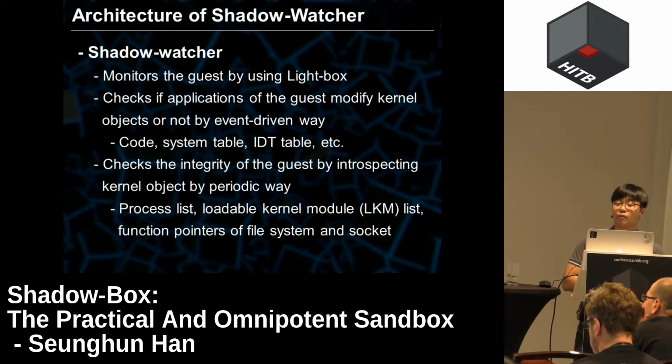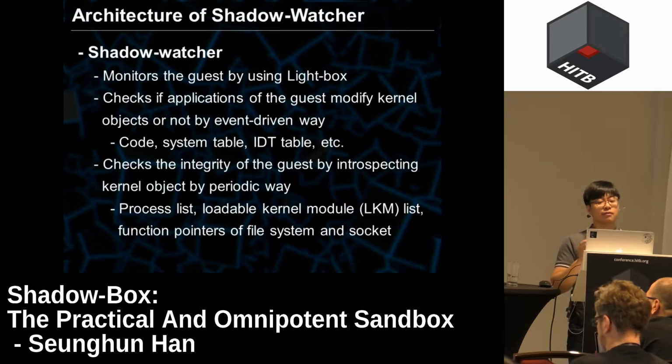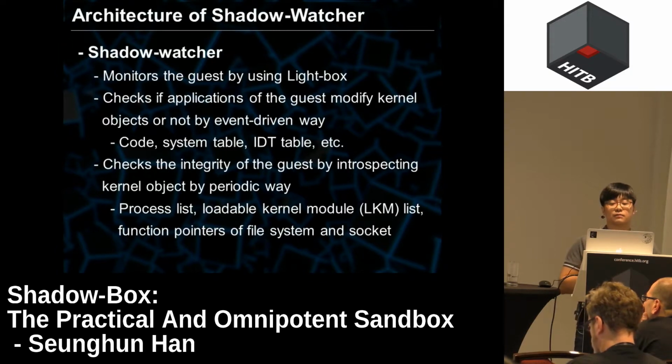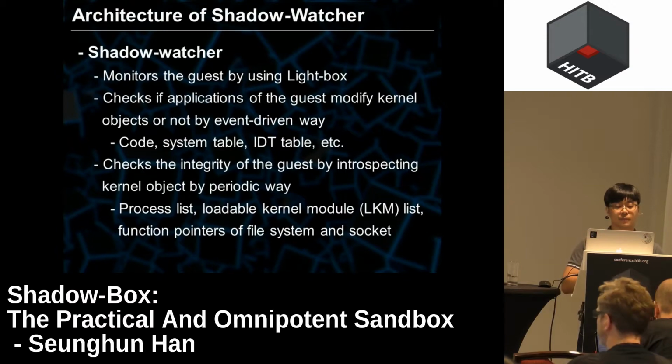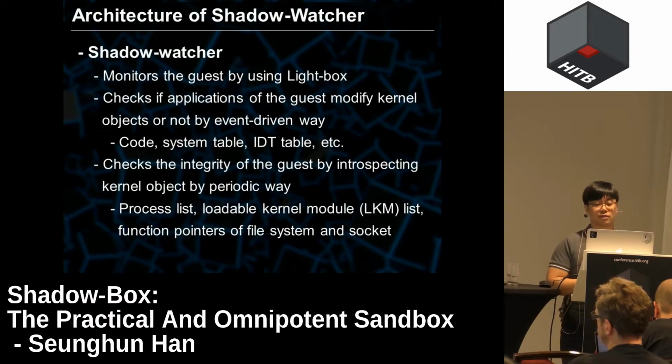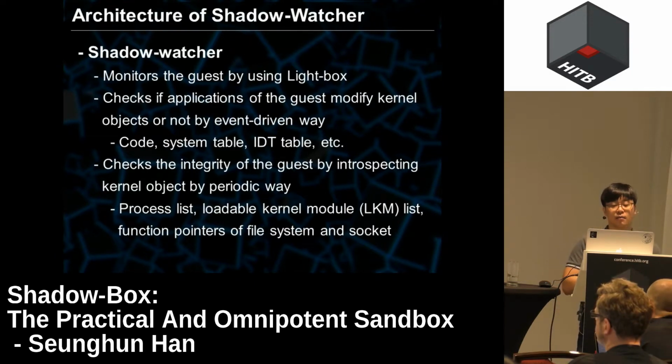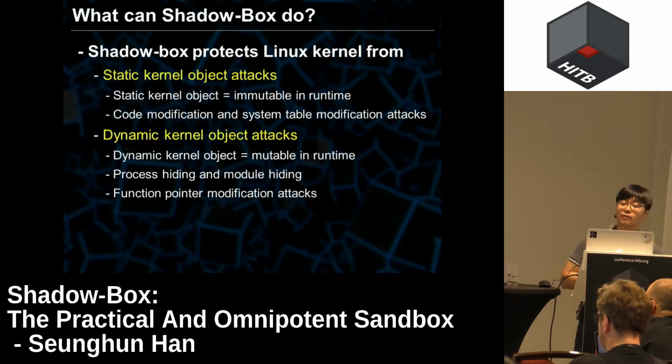Shadow Watcher monitors the guest by using LightBox. It uses event-driven ways and periodic ways to monitor the guest. The event-driven way is used for checking static, immutable objects such as code, system tables, and IDT tables. The periodic way is used for checking dynamic and mutable objects such as the process list, loadable kernel module list, and function pointers. This is the summary page of the design.